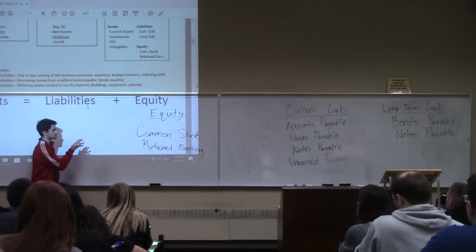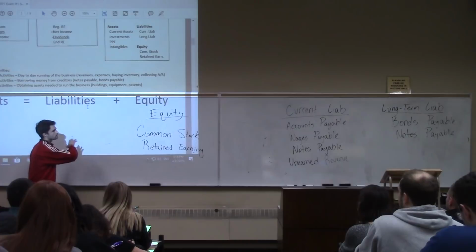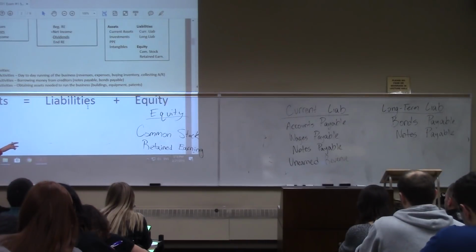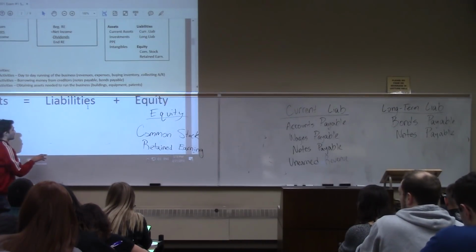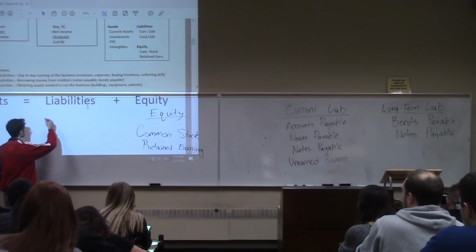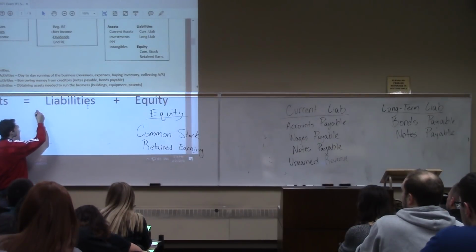Also in the equity section, so far all these accounts will end up on the balance sheet. But we've also got some equity accounts that will go on the income statement. So we've got revenues.